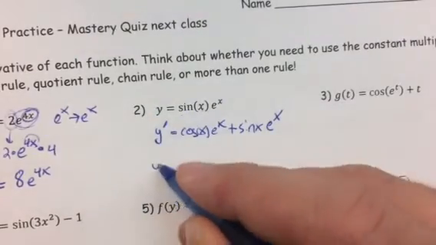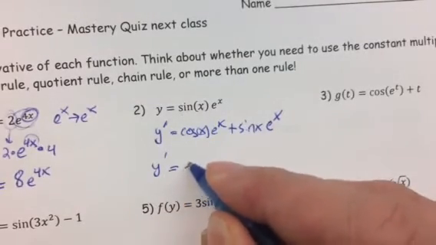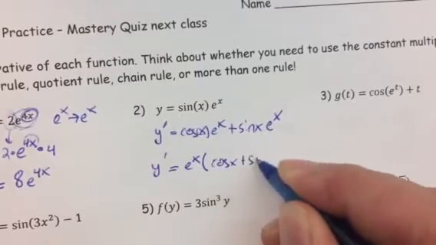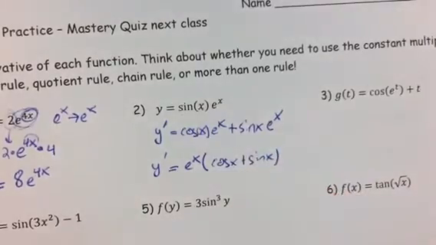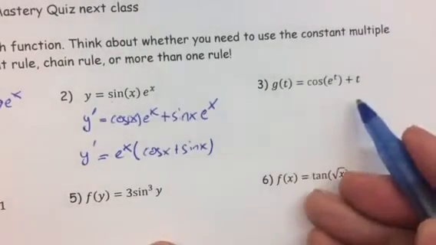This is completely fine. They both have an e to the x in them, and so if we wanted to, we could factor out the e to the x, but there's no reason to do this. Both of these answers are completely correct. One is not better than the other. All right, let's look at this next one.